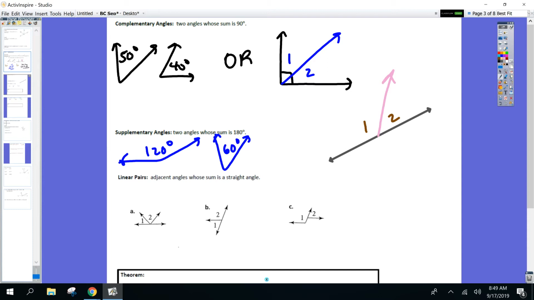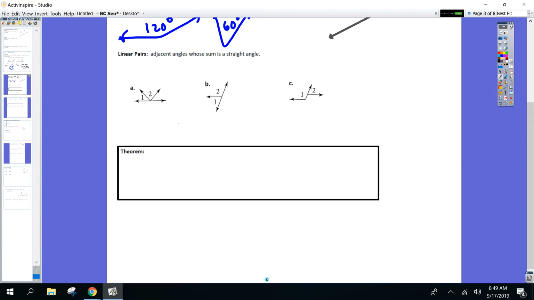I am already tired of saying they're adjacent and form a straight line. If they're adjacent and form a straight line, we have a new term for them now. Linear pairs. The word linear has what word in it? Line. Yes, and ear, I know. Good. Two angles that form a line, and they have to be adjacent to each other for linear pairs.